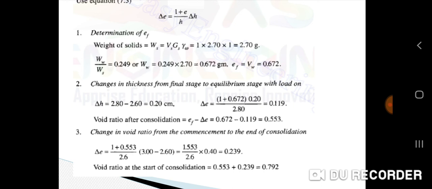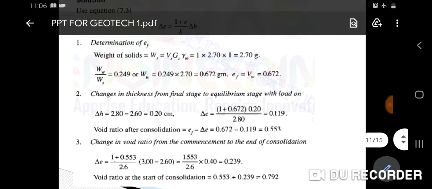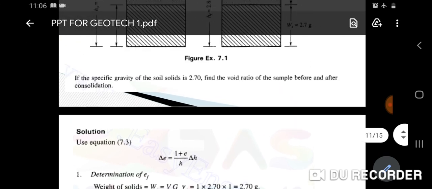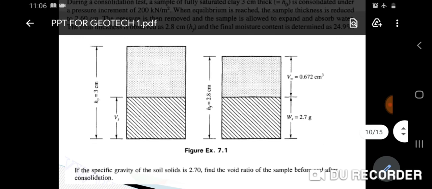So this is a very basic numerical which we can solve. I hope this numerical has been clear to you all. And in the final diagram, you can put the total height as 2.8 centimeter, volume of water as 0.672 centimeter cube, and Ws, the weight of solid, as 2.7 grams.